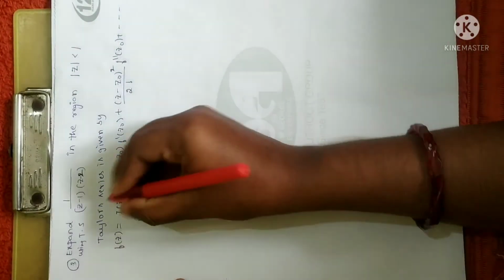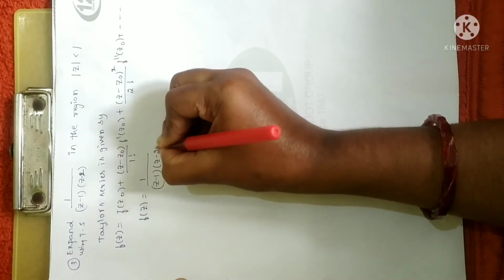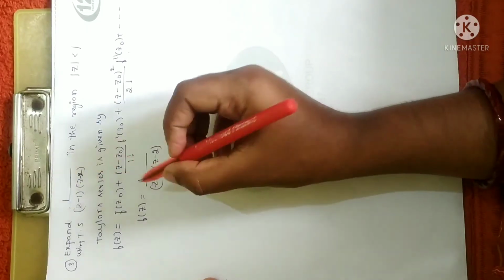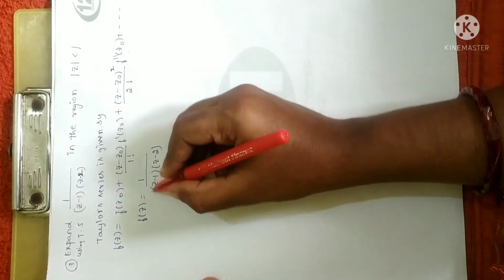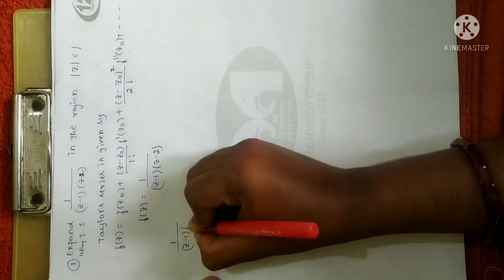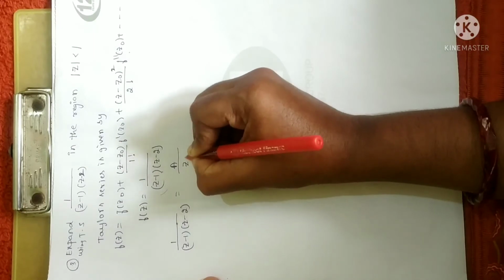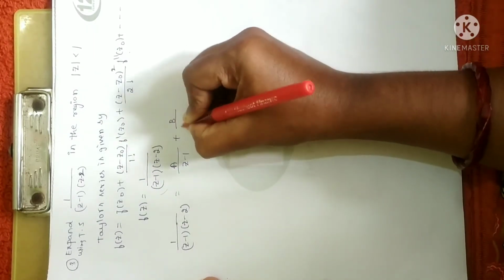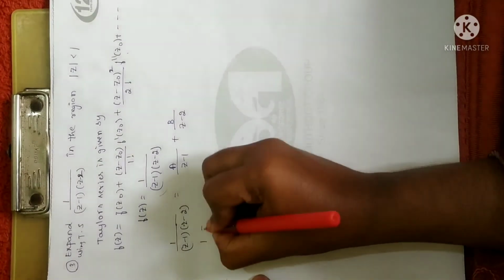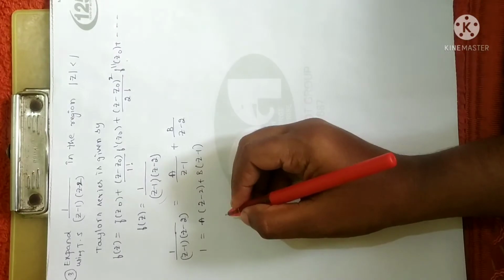Next, you take the given function as f of z, 1 divided by z minus 1 into z minus 2. So given a problem, first you write down Taylor series expansion. Next, consider the given function as f of z. Now you split this function by using partial fraction. So I can write 1 divided by z minus 1 into z minus 2 as a divided by z minus 1 plus b divided by z minus 2. Fine. So you will get 1 is equal to a into z minus 2 plus b into z minus 1.